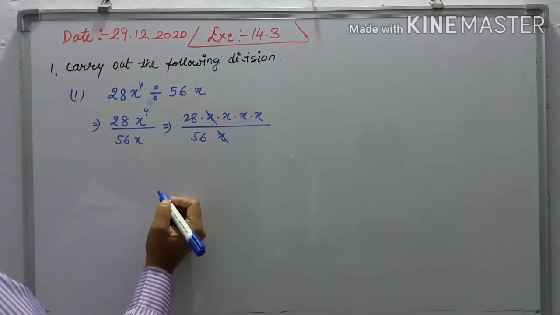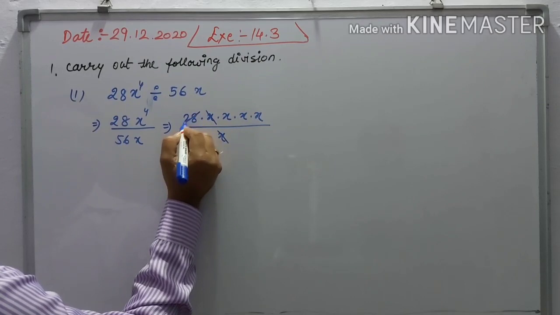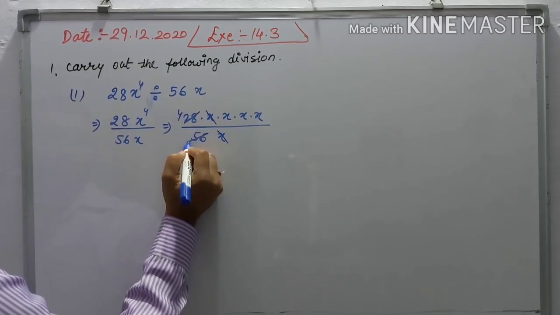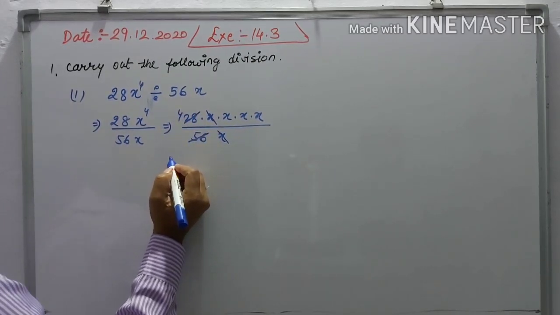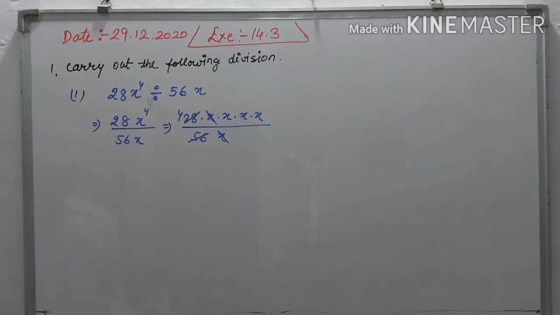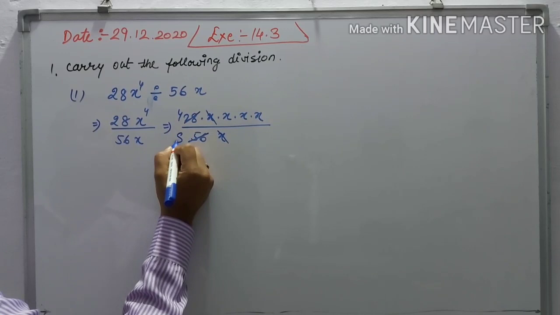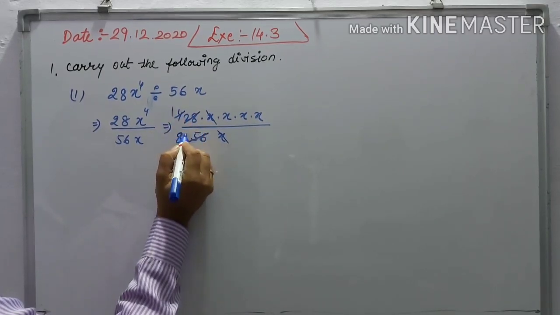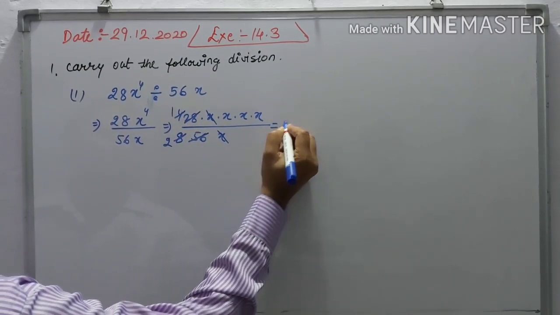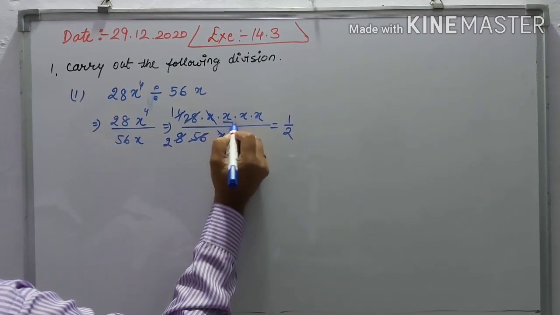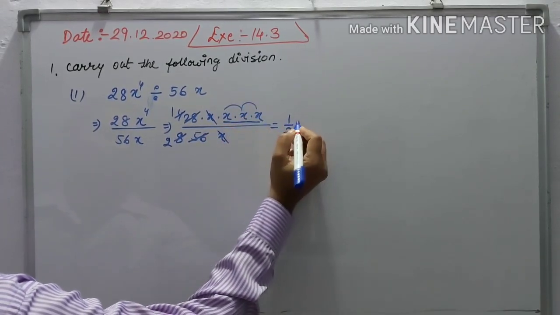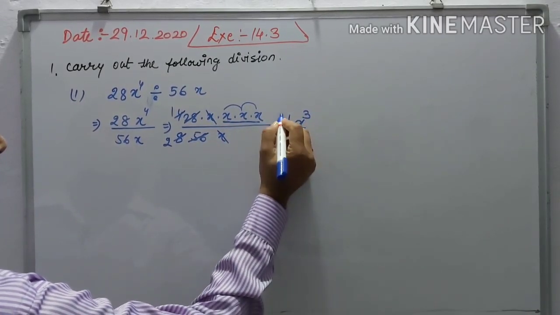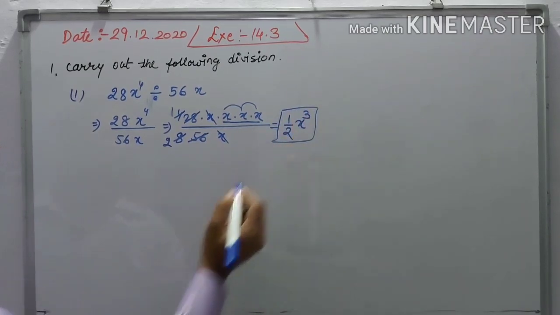Okay, 28 and 56: 7 4s are 28 and 7 8s are 56, and 4 1s are 4, 4 2s are 8. So the answer is 1 upon 2, and x will be 3 times, that is x power 3. So this is the answer after division.